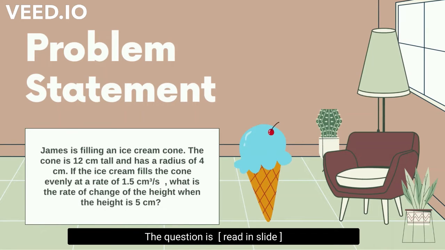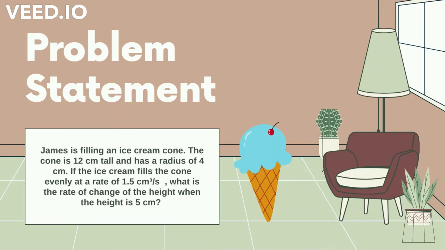The question is: James is filling an ice cream cone. The cone is 12 cm tall and has a radius of 4 cm. If the ice cream fills the cone at a rate of 1.5 cm cubed per second, what is the rate of change of the height when the height is 5 cm?